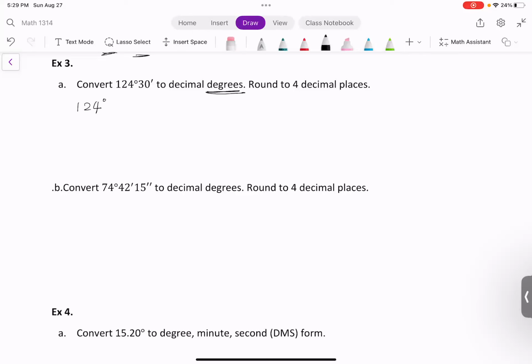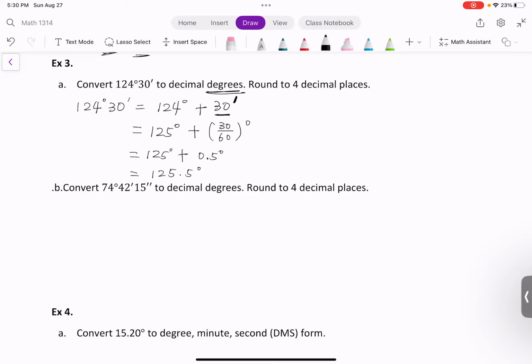124 degrees, 30 minutes, that equals 124 degrees plus 30 minutes. I only want to convert this part to be the degrees. So 124 degrees plus, from the small unit to the big unit, degree. What should I do? I should use 30 divided by 60. All right, let's do the computation.